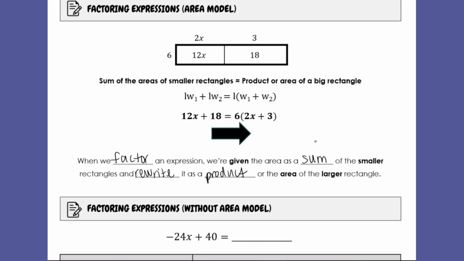So meaning that we are given those smaller areas as a sum. So this is like area 1 plus area 2. And then we're going to rewrite it as a product, meaning that we're going to take the length, the common length, and then multiply it by essentially the widths added together.